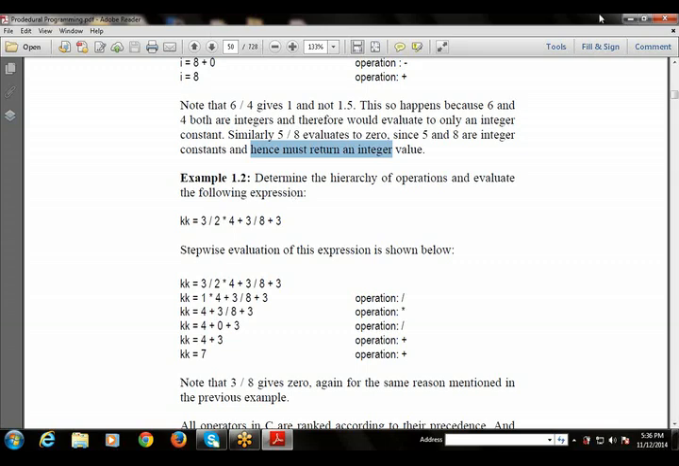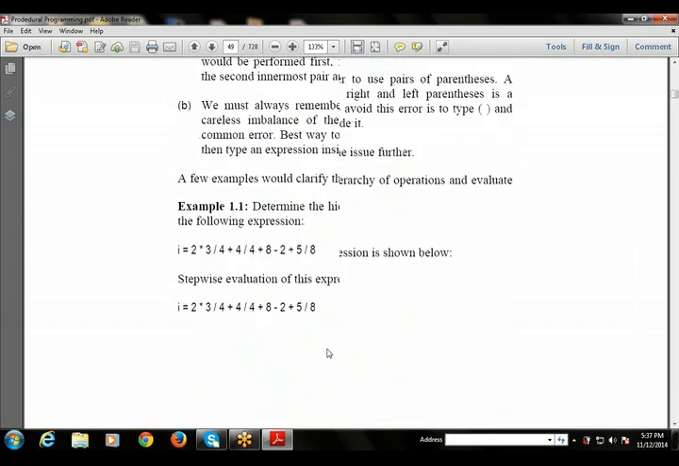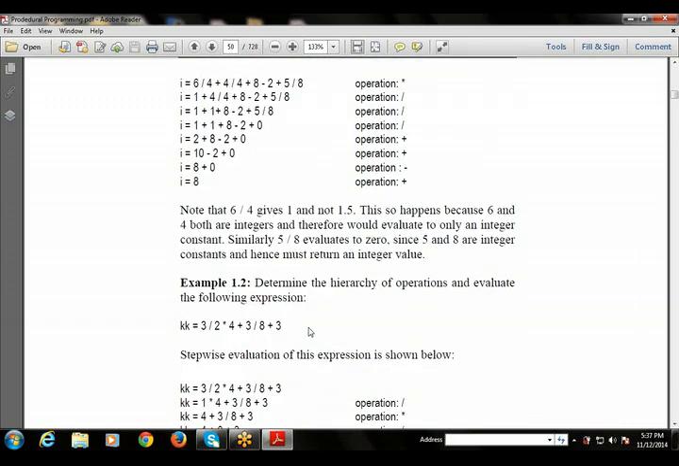Now the next part: determine the hierarchy of the operations, that is how these operators are used, and then solve the following expression. Same concept: first multiplication, division, modulus operator, then addition, subtraction, then the next precedence is the assignment operator, right? And if there are different expressions with the same precedence operators at the same level, then go from left to right.